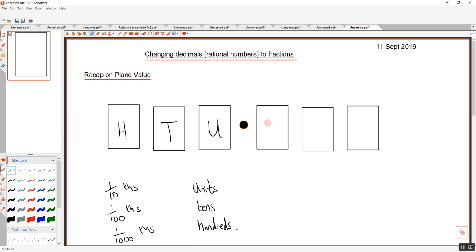I need to figure out which column this represents. It's going to be one of these things. Bearing in mind, we started off small here and got bigger, but now we're going to start small and get even smaller. So, Enrique? Tenths. This one is? Hundredths. And this one is? Thousandths. This is stuff you will have done in primary school.